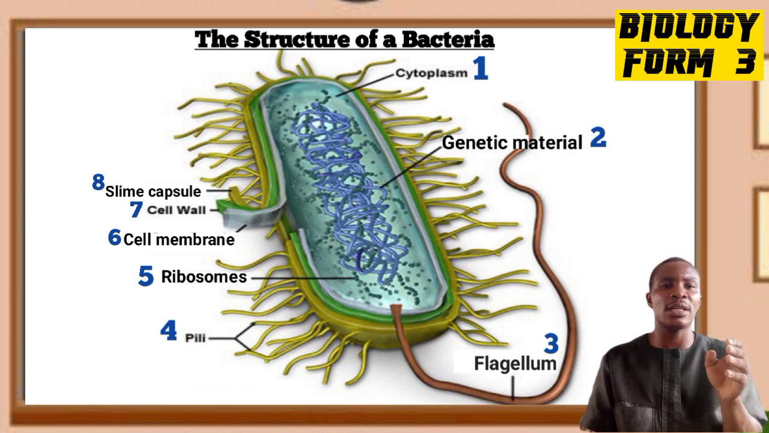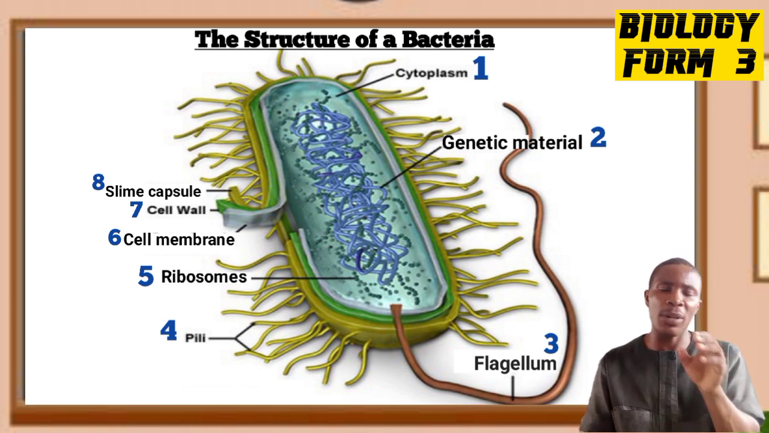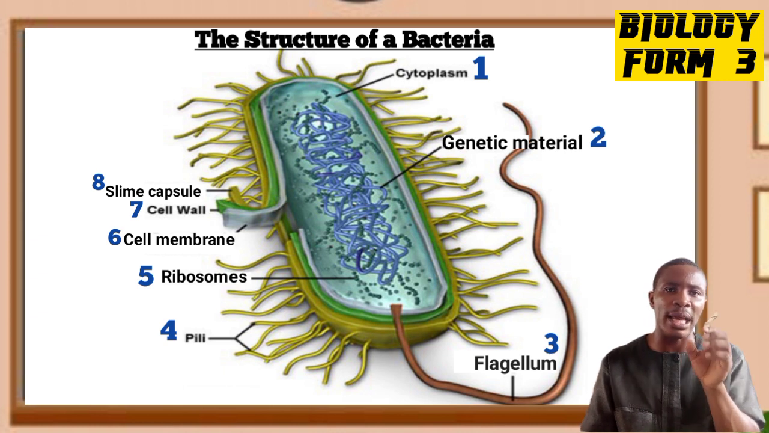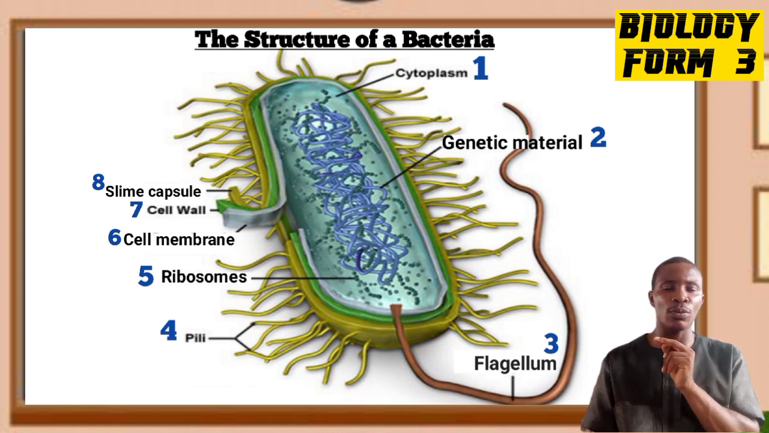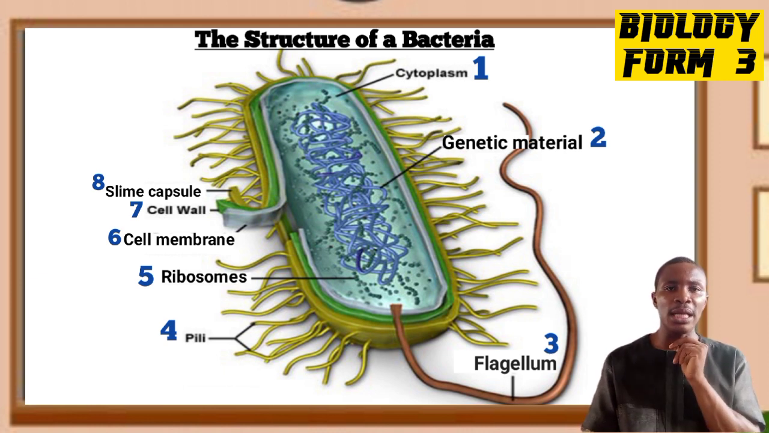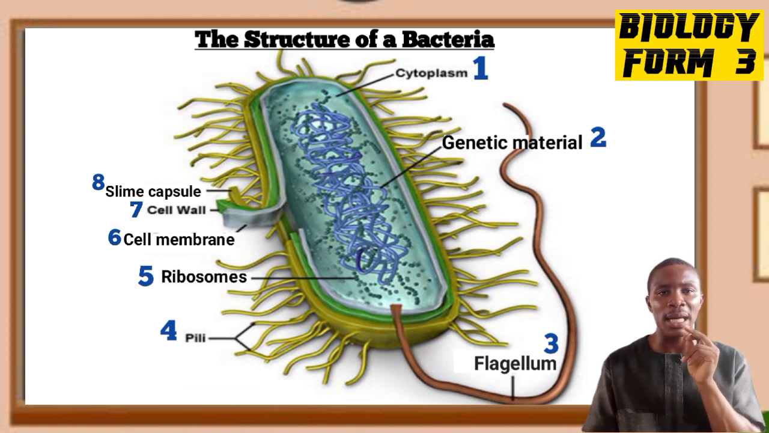So these are the necessary parts of a bacteria that you are expected to know. There are 8 of them. We have gone through it from part number one, which is cytoplasm, to part number 2, the genetic material, part number 3, the flagellum, part number 4, the pili, part number 5, the ribosomes, part number 6, the cell membrane, part number 7, the cell wall, and part number 8, the slime capsule. Good.